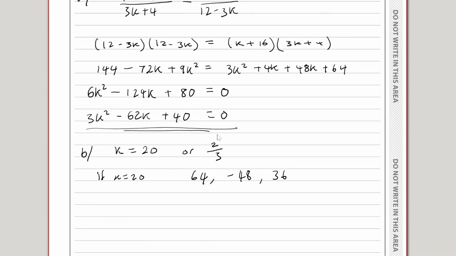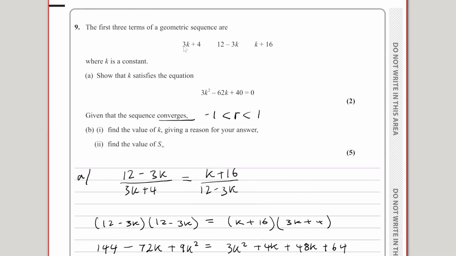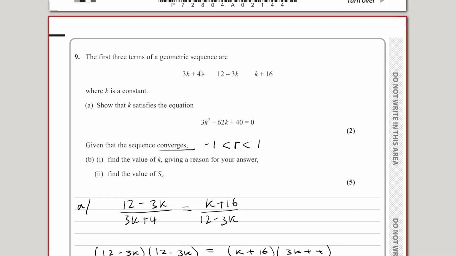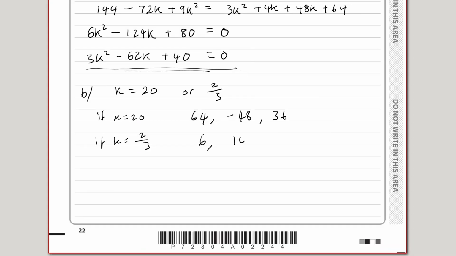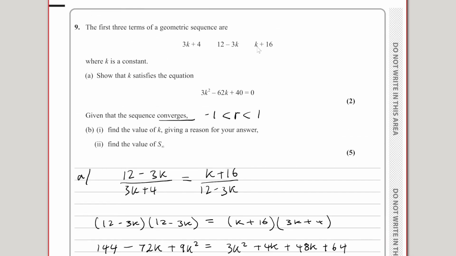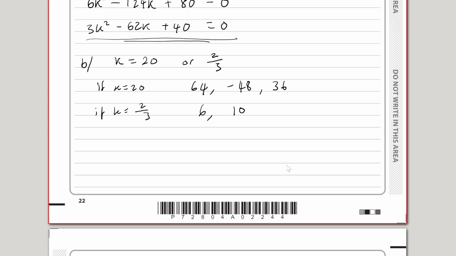And if k was 2/3, our sequence would be 2/3 times 3 is 2, plus 4 is 6. 12 minus 2 is 10. And 16 and 2/3. So that is a common ratio bigger than 1. That's diverging.